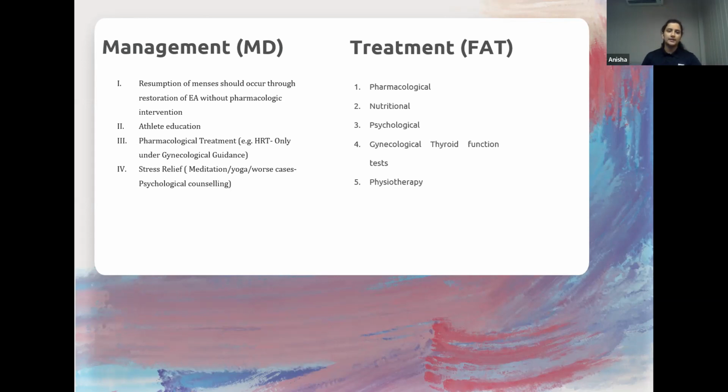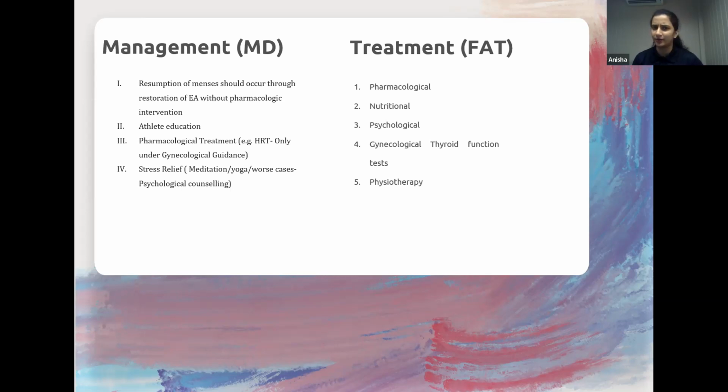The third part is pharmacological treatment. Usually it is the hormone replacement therapy that the gynecologist will suggest. But again, as I said, it is best to consult a gynec in the first place if you notice anything that is going wrong with your menses, because they will be the one who can guide you appropriately as to what to take, what to avoid.